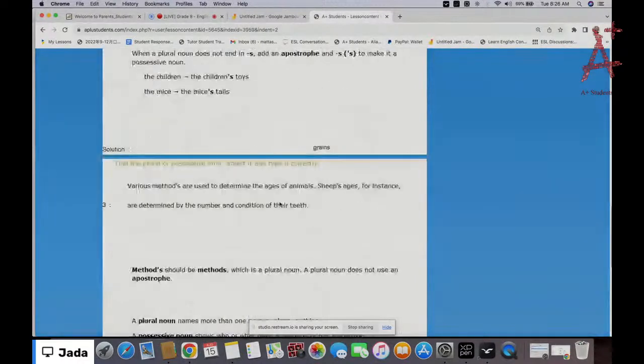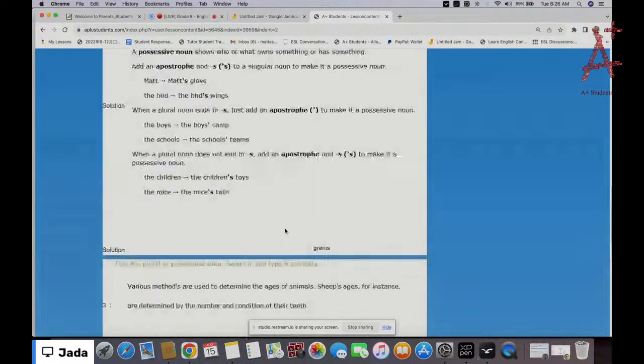Various methods are used to determine the ages of animals. Sheep's ages, for instance, are determined by the number and condition of their teeth. Methods should be methods, not methods with an apostrophe, because it's a plural noun. That doesn't make sense. It should be methods, which is a plural noun.